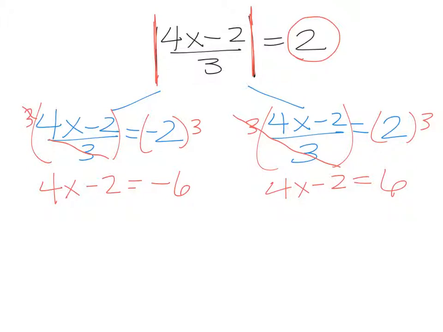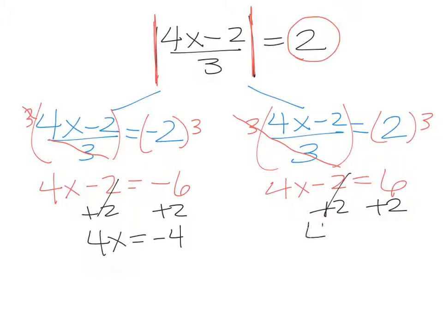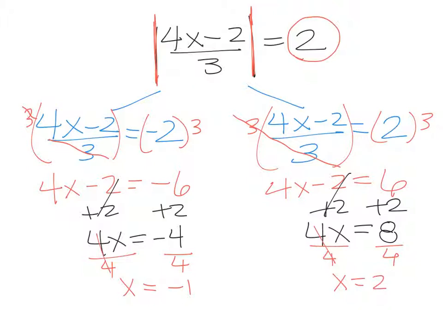So then once you get that, you're just solving your equations. So to solve your equations, to undo the minus 2, you would add 2 to both sides. 4x equals negative 4. And 4x equals 8. And then to undo the 4, divide both sides by 4. So your two solutions are x equals negative 1, x equals 2.